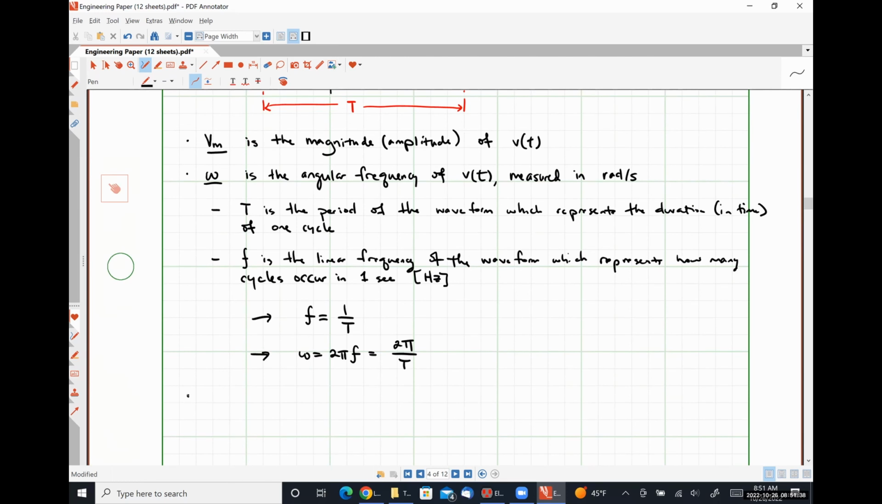So now we get to the thing you're probably the least familiar with, our phase angle phi. So phi is the phase angle of our waveform v of t, and it determines the value of v of t at t equal to 0.